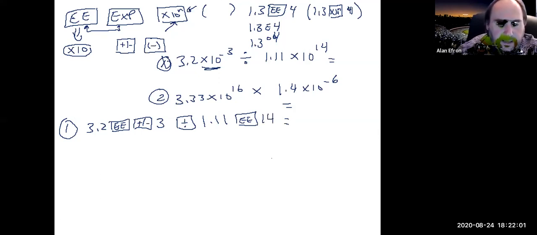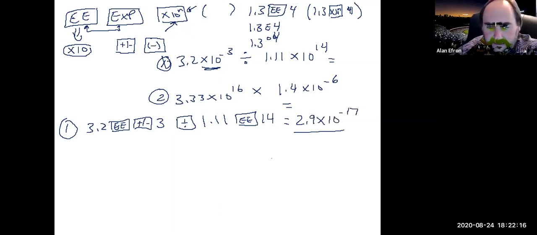And if you do all that, you will end up with a number that is 2.89 times 10 to the minus 17.